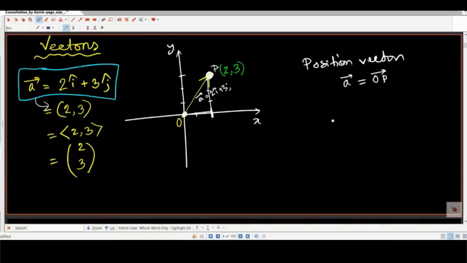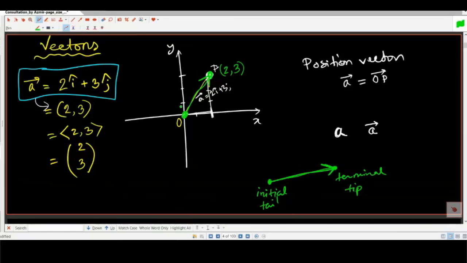Any vector is written in boldface or as a letter with an arrow sign. An arrow has an initial point and a terminal point. The initial point is called the tail, and the terminal point is called the tip. So we can understand that any vector starts here and ends at this point. This is how we can locate the position of any vector.